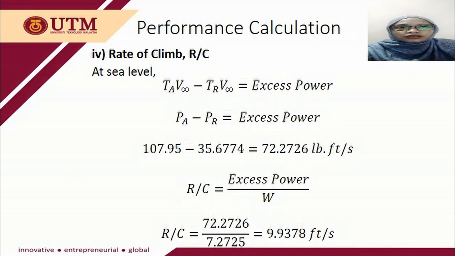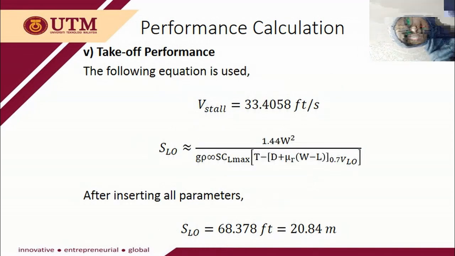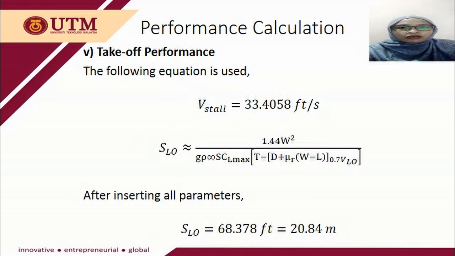Then we calculated takeoff performance by following the equation stated in the slide, and after inserting all the parameters needed in the equation, we obtain the takeoff performance, which is 20.84 meter. And the last one, we calculated landing performance by referring to the equation stated in the slide, and after inserting all the parameters needed, we obtain landing performance for our aircraft, which is 65 meter.